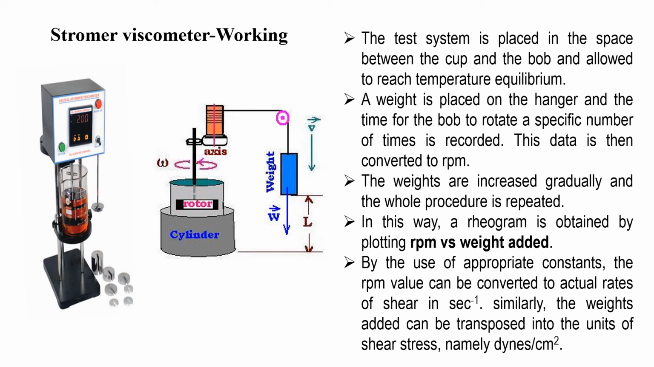We'll be noting that down. Now we'll keep on increasing the weights on the hanger, and then again we'll be checking for the number of rotations made by the bob. The interesting thing is there will be some change. As you keep on increasing the weights, we are actually pressurizing the system. We are increasing the stress on the system, and that is actually affecting the rotations of the bob.